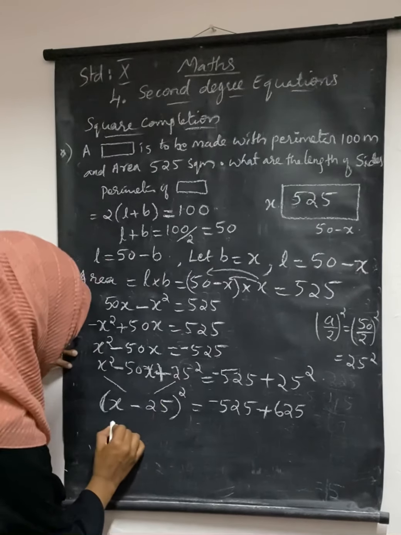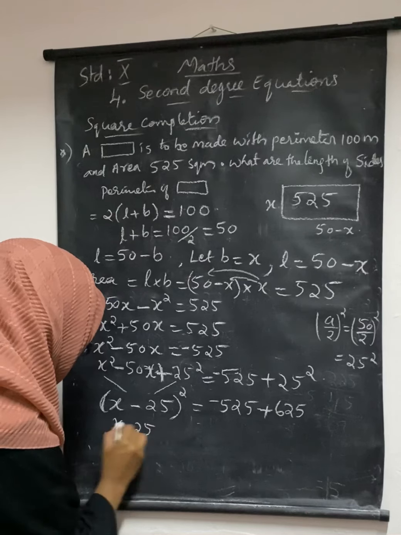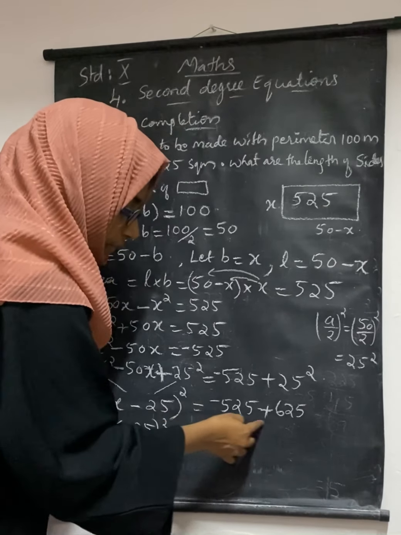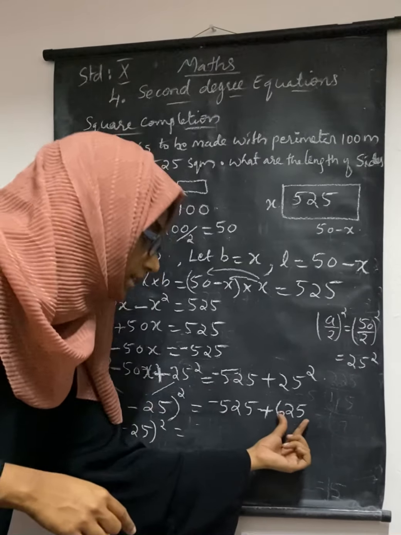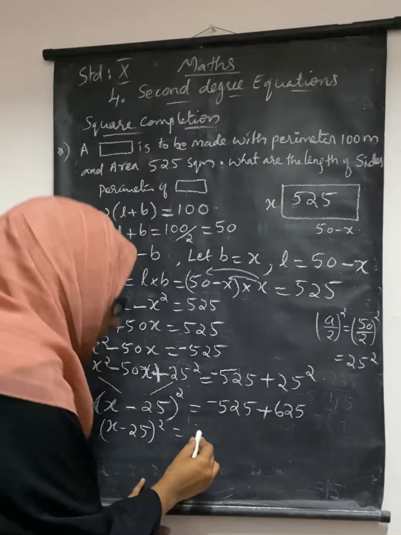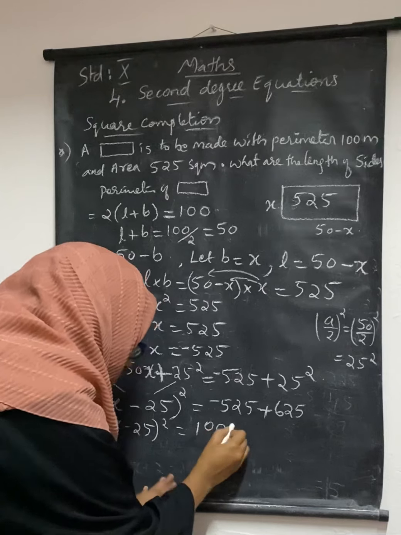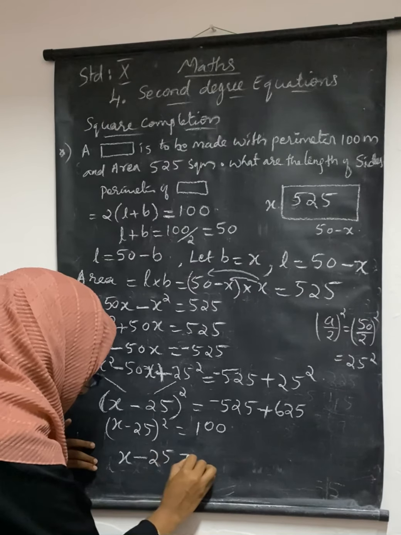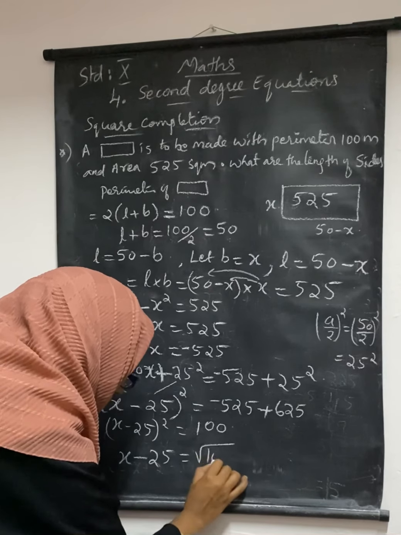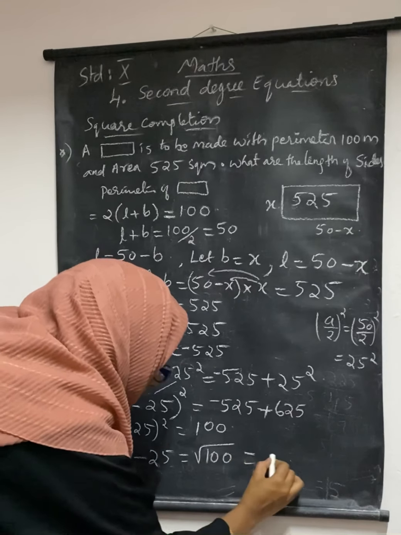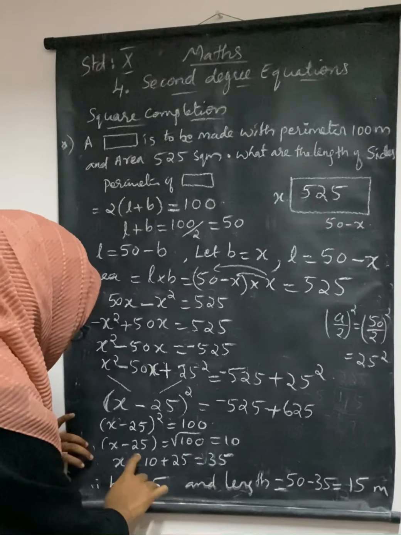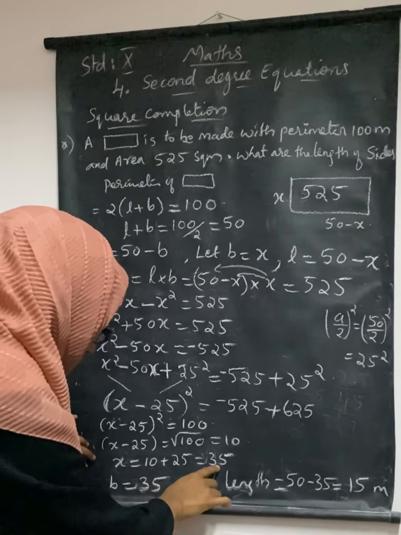So (x minus 25) whole square is equal to minus 525 plus 625, nothing but 625 minus 525 only. That is, the answer is 100. So the square goes to that side as square root. x minus 25 is equal to square root of 100. What is the answer? Root 100 will be 10. So x minus 25 is equal to 10, and the minus 25 comes to the other side as plus 25, so we get 35.